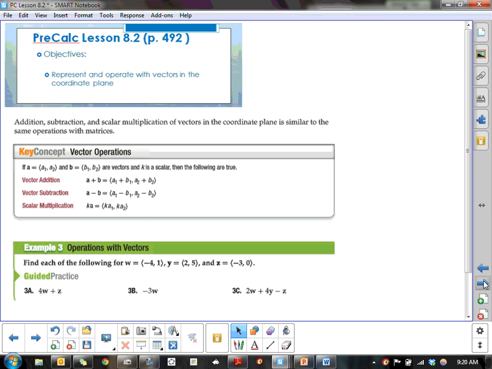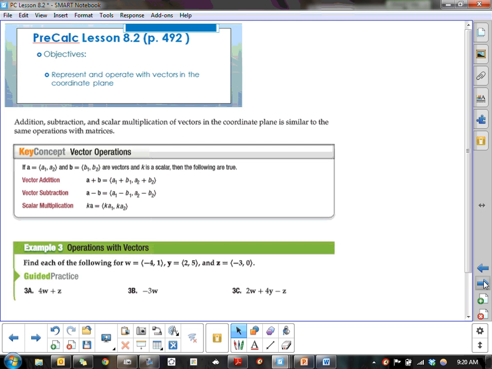Okay, another component is, how do we add, subtract, and use scalar multiplication of vectors in the coordinate plane? And they say it's similar to operations with matrices, but since we skipped the matrices one, we really can't go back and say, well, this is like matrices, this is how you do it, so it's not a big deal.